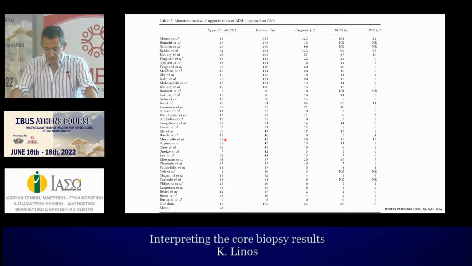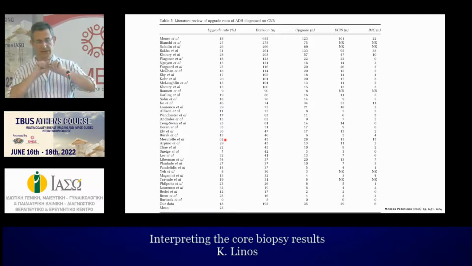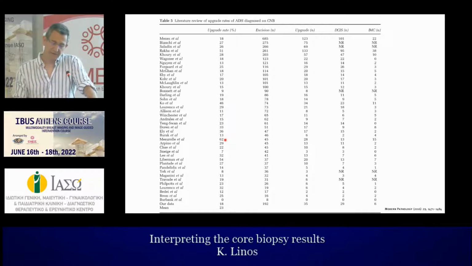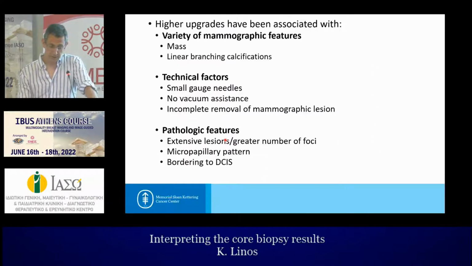Now, the key here is radiological pathological correlation. When you look at these studies more carefully, when they have a very strict radiological pathological correlation and evaluation of the extent of the remaining calcifications, then the upgrade to DCIS or invasive carcinoma is approximately 10 to 20%. So that is a more accurate number for the possibility of upgrade when you get a diagnosis of atypical ductal hyperplasia.